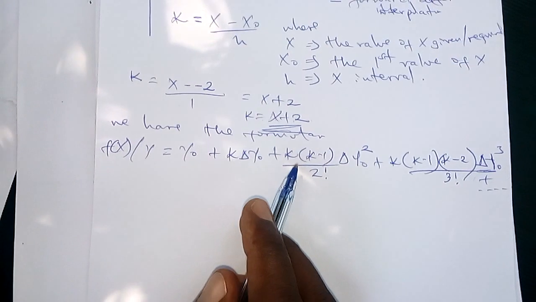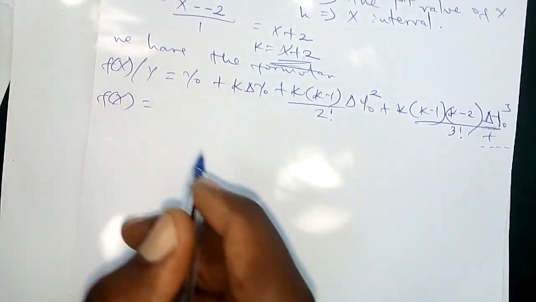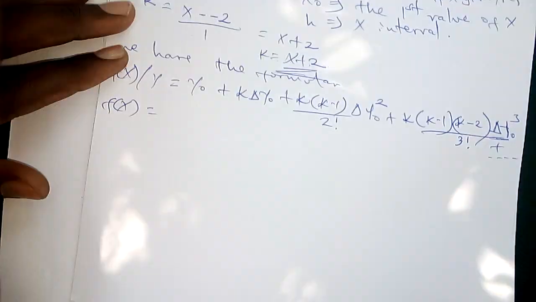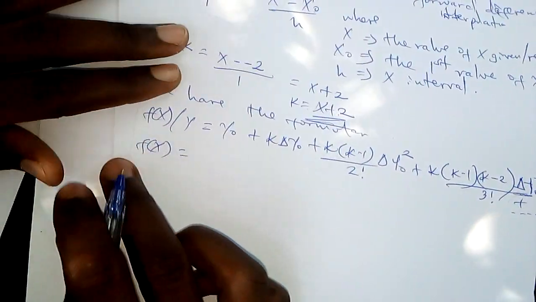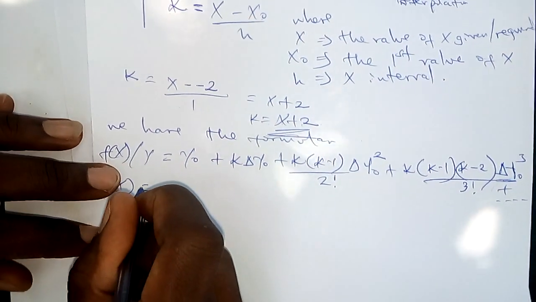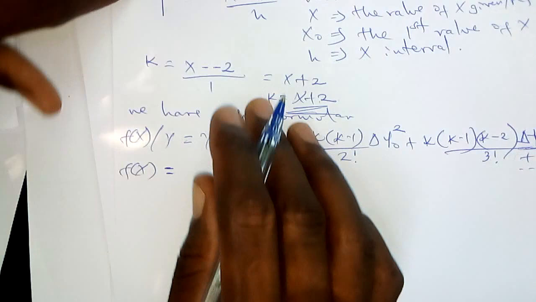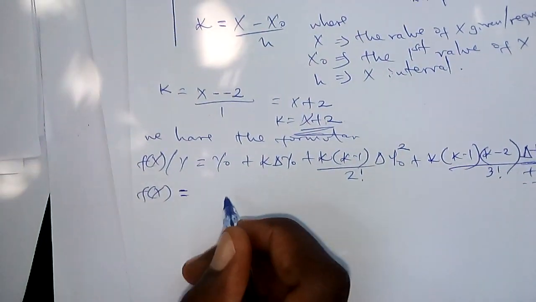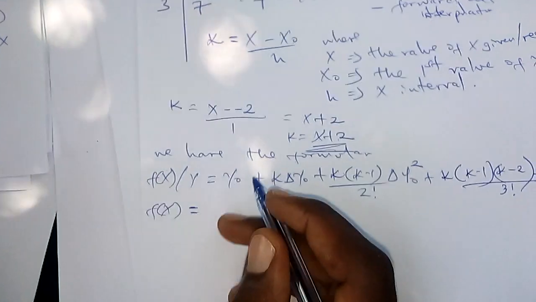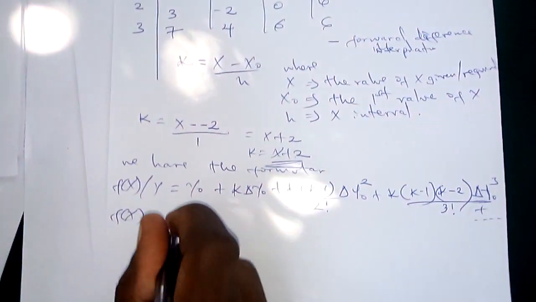Now we just substitute within the formula. F of x is equal to, we substitute in the formula to get its value. The formula has x naught as 13, and the first value of y was -13.